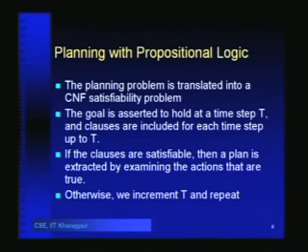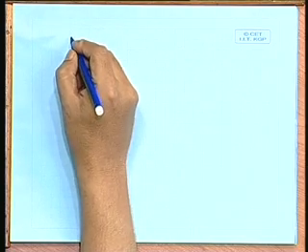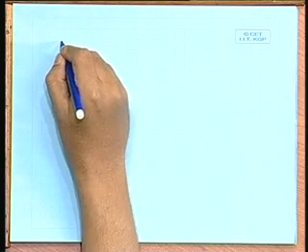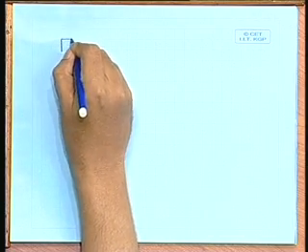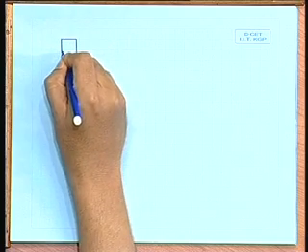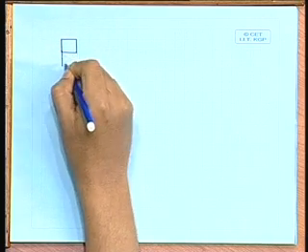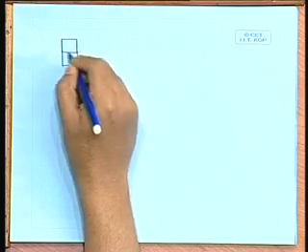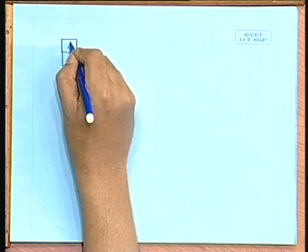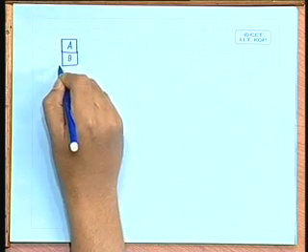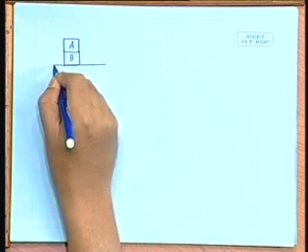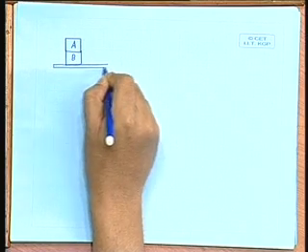Let us take an example and elaborate on this. Suppose we have the following Blocks World problem. Blocks World is a very famous example of planning problems, where we have different blocks, like this is A, this is B, and they are all on a table.